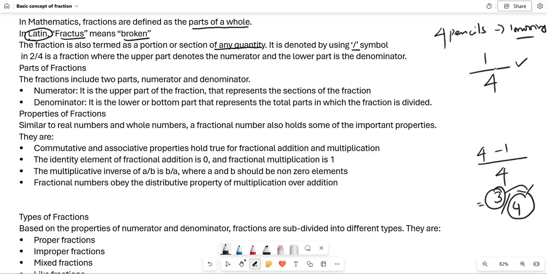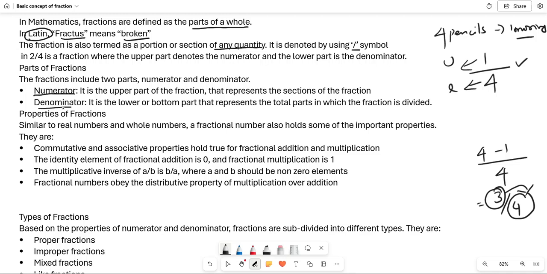So the missing pencil sum we have to think like that: I missed 1 pencil, and totally I have 4 pencils. The 'by' is denoted by the symbol of fractions. So we have 2 parts. This is the upper part and this one is the lower part. The upper part is named the numerator, and the lower part we name the denominator.